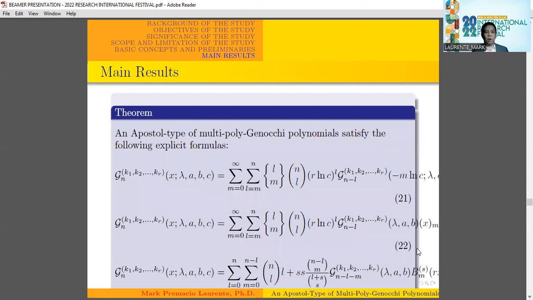And lastly, we have one of the objectives: the relationship between the Apostol-Type Multi-Poly-Genocchi Polynomials and the Bernoulli polynomials. Actually, this one is the explicit formula involving the Bernoulli polynomials. So for the proof of this one, you will see the importance of the Bernoulli polynomials, and the connection of this type of polynomial. It's also not fitting in the Beamer presentation, but I can give you the paper if you want to know more about this topic.